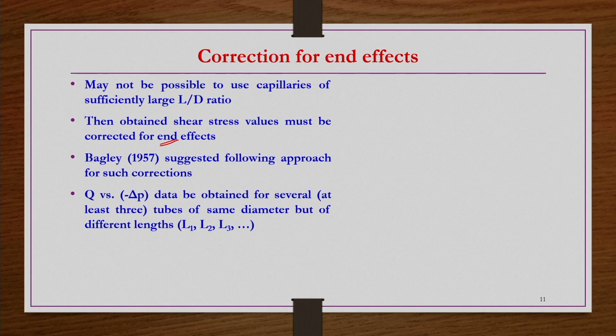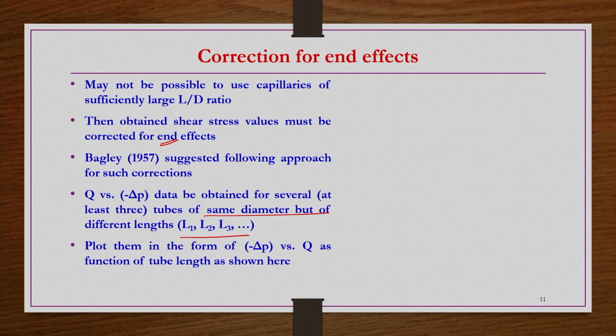So, Q versus delta P data can be obtained for at least 3 tubes of the same diameter but different lengths, like L1, L2, L3 and so on. So, a minimum of 3 are required. To find the correction for end effects, you need at least 3 or more capillaries of different lengths, but the diameter has to be the same. Because if you change the diameter, wall slip will also come into the picture. You cannot handle 2 errors at a time, or even if you try, there may be errors. So, we take them one by one.